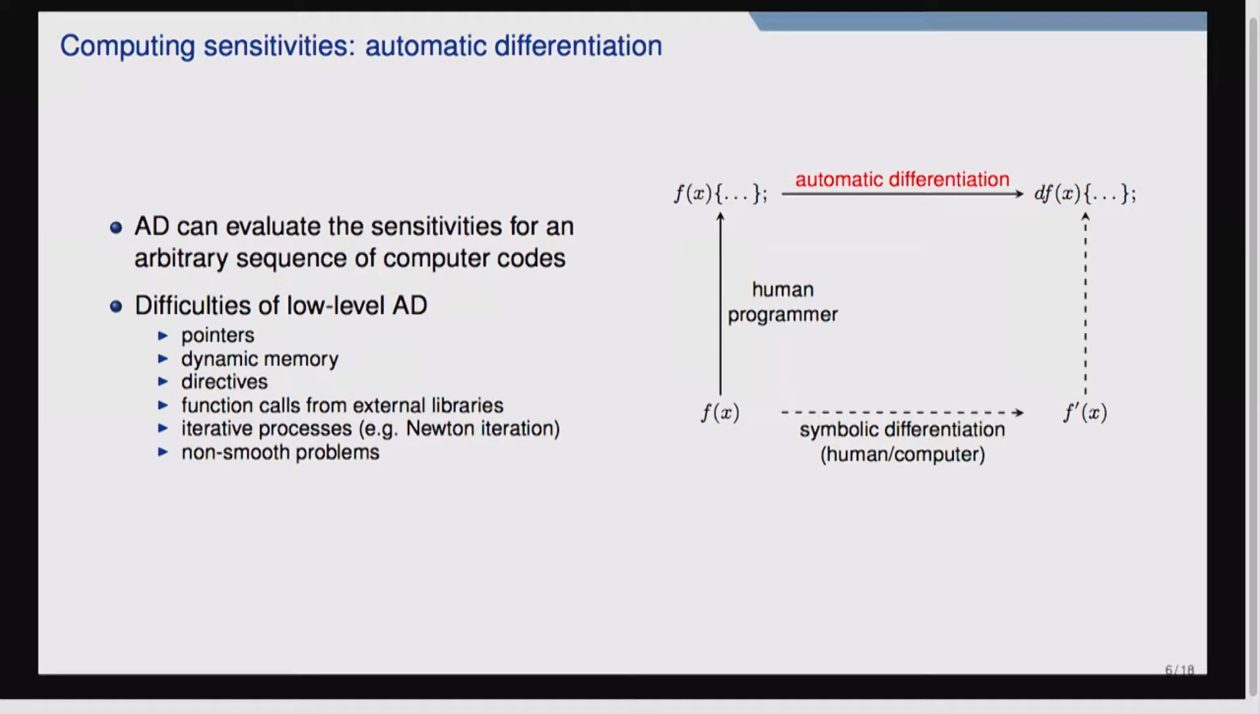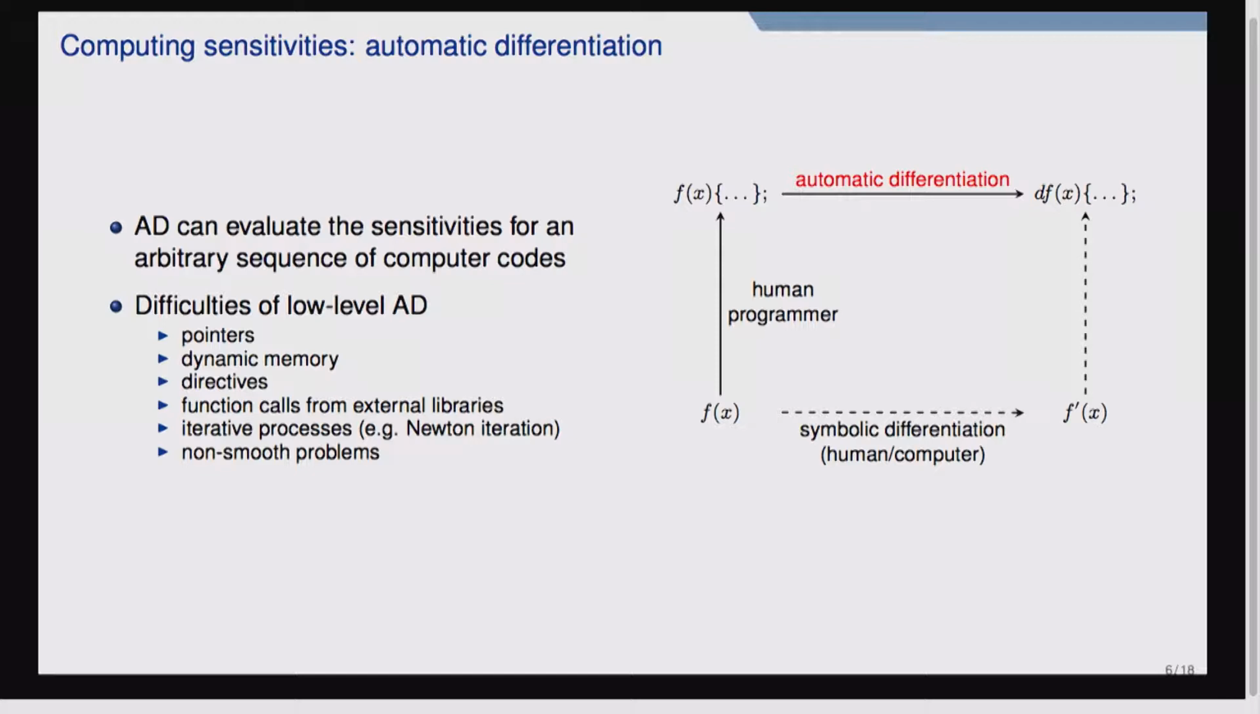Another approach is to use automatic differentiation. Automatic differentiation can evaluate the sensitivities for an arbitrary sequence of computer code. It's a great idea. I like it. A lot of scientific applications would not be possible without AD. But AD suffers from many low-level difficulties, such as pointers and dynamic memory directives. So sometimes it's just not possible to fully differentiate a big library code. So while finite difference may not work, AD is not an option.